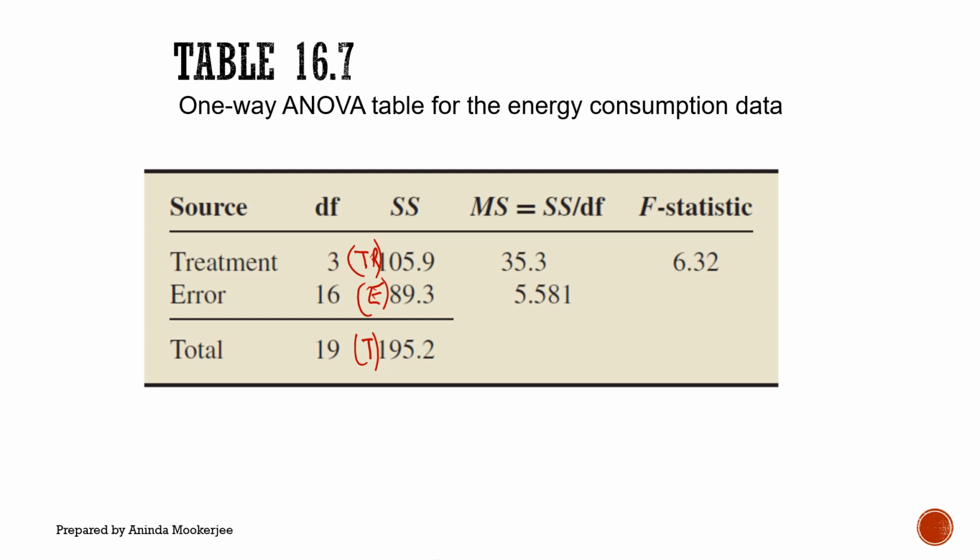All right. And then for the MS column, which is SS divided by DF, when we divide 105.9 by 3, we came up with 35.3. Likewise, when we divided 89.3 by 16, we came up with 5.581. And finally is the value of the F statistic: by dividing 35.3 by 5.581, we came up with a value of 6.32.